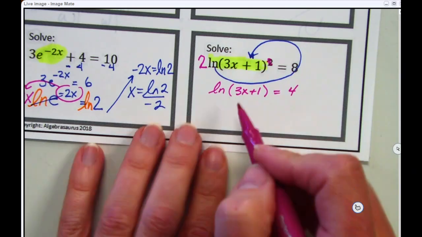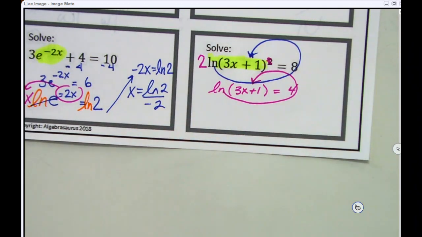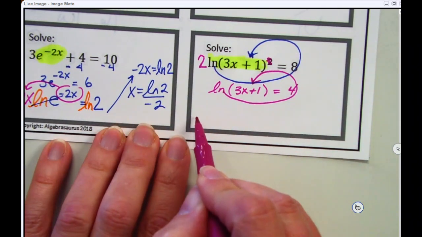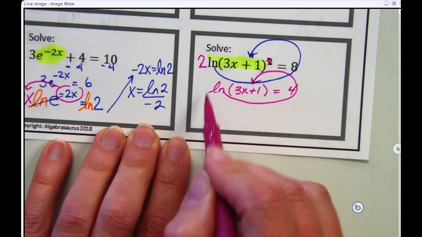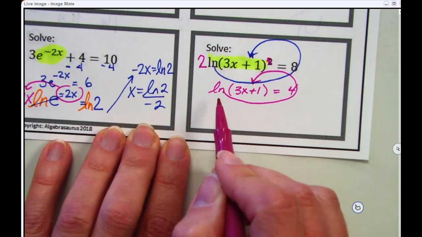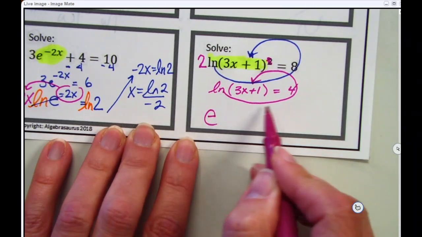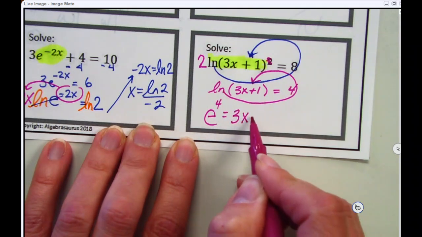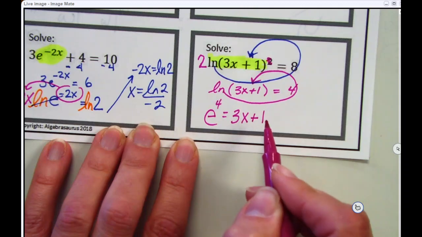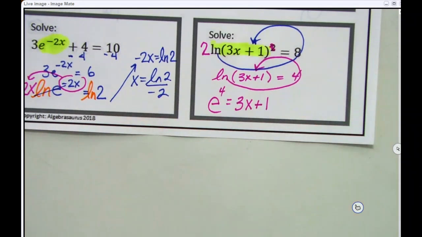Now let's do it. What's my base? What's the base? Log base what is ln? I want to hear everybody say it. You should know. E. E raised to the 4th equals, are we lost? Did I hear lost? All right, we're okay. E to the 4 equals 3x plus 1.